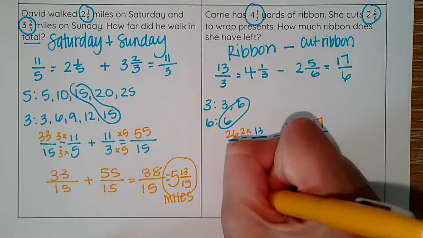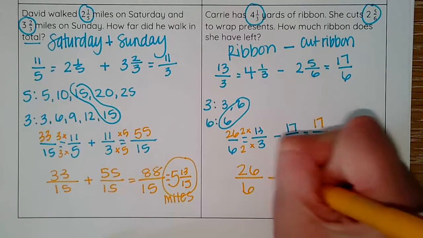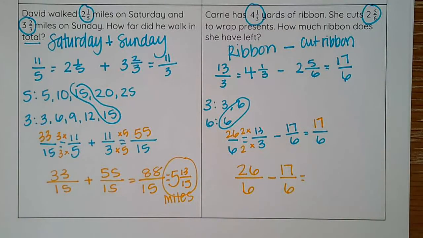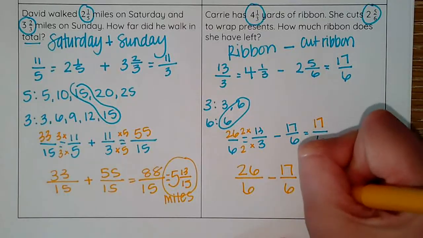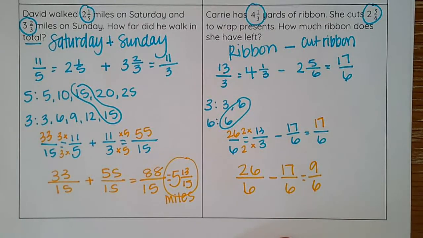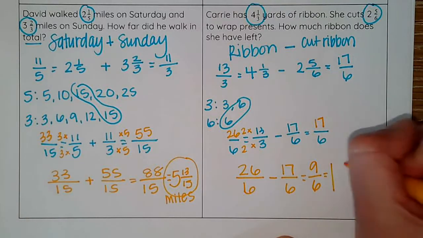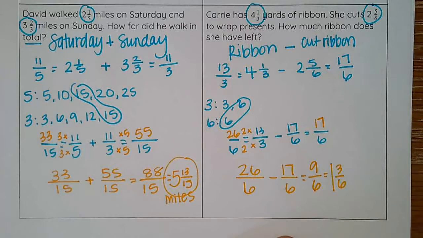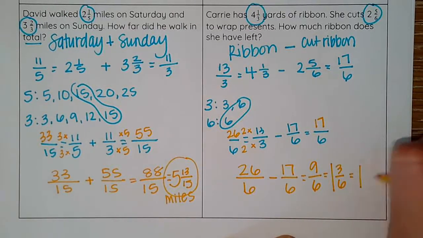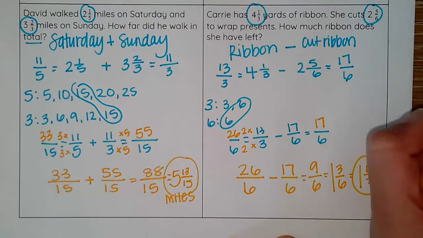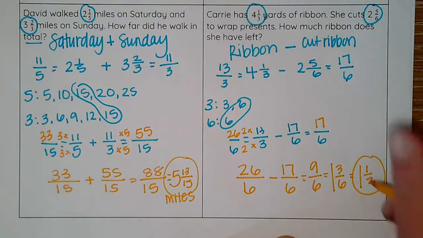Now I can subtract 26/6 minus 17/6, and that will get me an answer of 9/6. Again, this is improper, so I'm going to convert it into a mixed number, giving me 1 whole, 3 remaining, so 1 and 3/6, that can be simplified down to 1 1/2. And right here, that 1 1/2 is your best answer as 1 1/2 yards of ribbon remaining.